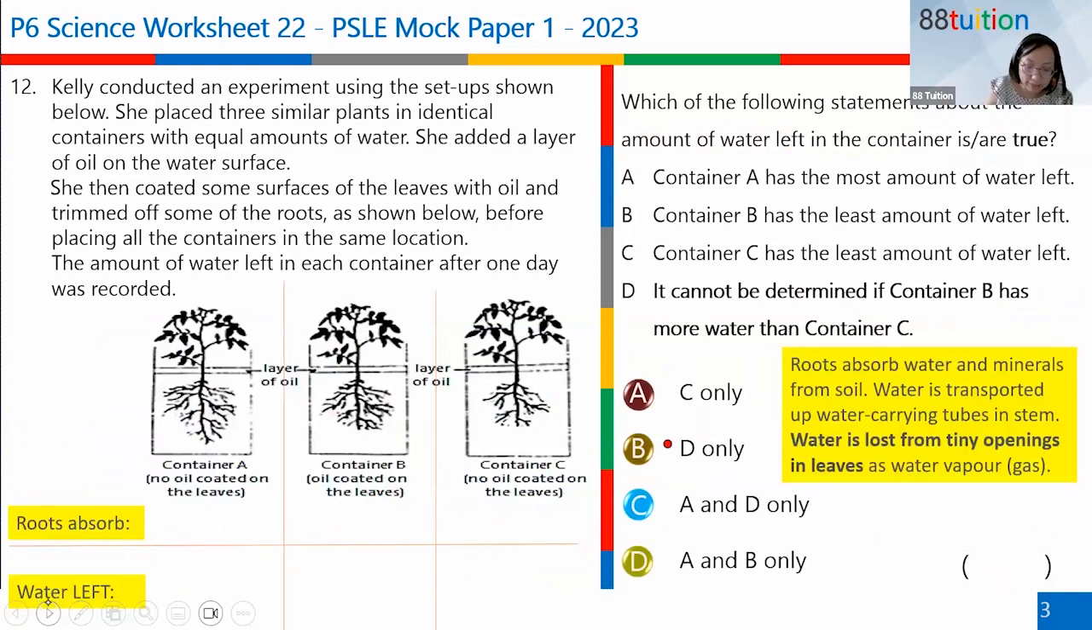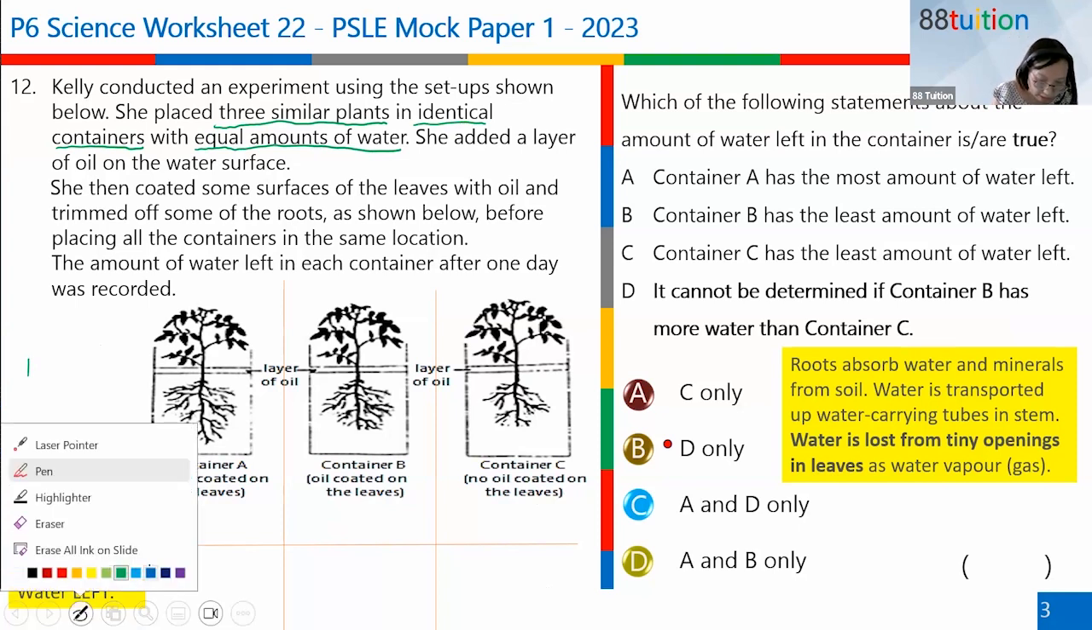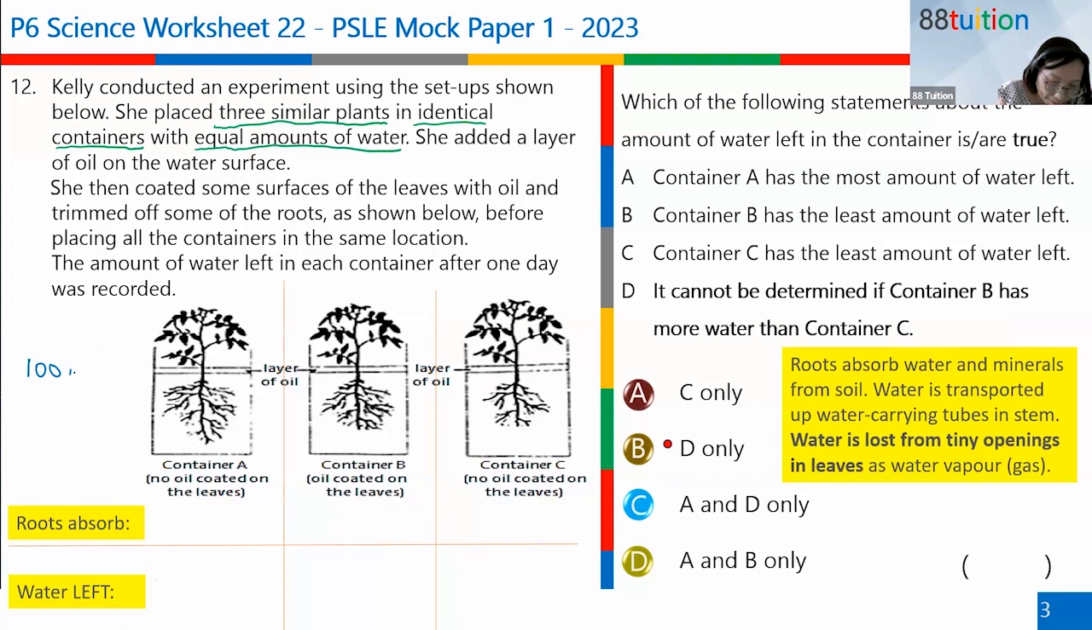All right, now this question: say there are 3 setups, containers A, B, and C. She placed 3 similar plants. So for a fair test, I must use 3 similar plants. I also use 3 identical containers. It cannot be one container bigger and one smaller, that would not be fair. And then I add an equal amount of water. Maybe I will change the blue so that it's easier for you. I have 100 ml of water at first in each of the 3 containers.